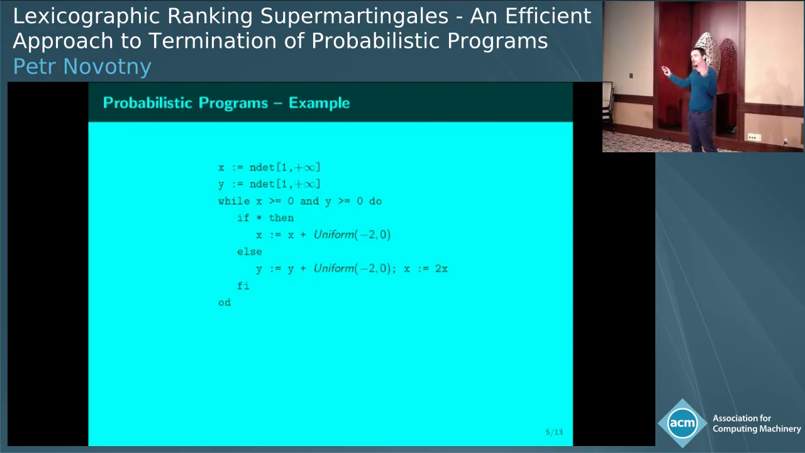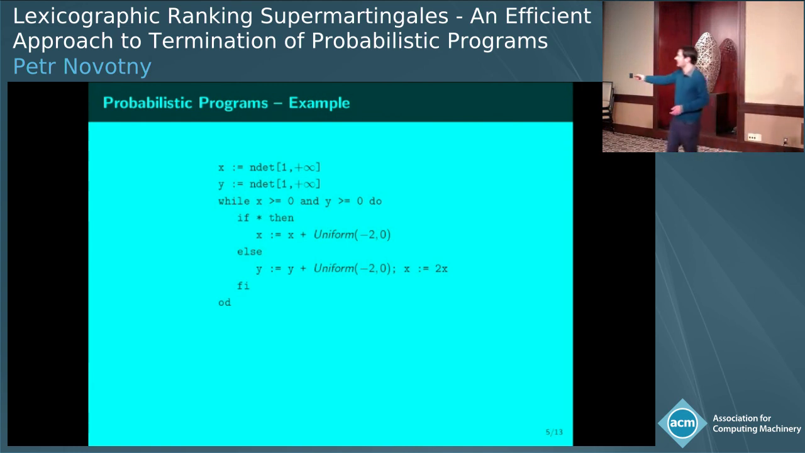It's an adaptation of a very classical example from the termination proving literature. We have two variables, x and y. The loop terminates as soon as one of the variables becomes negative. And inside the loop, we have a non-deterministic choice.